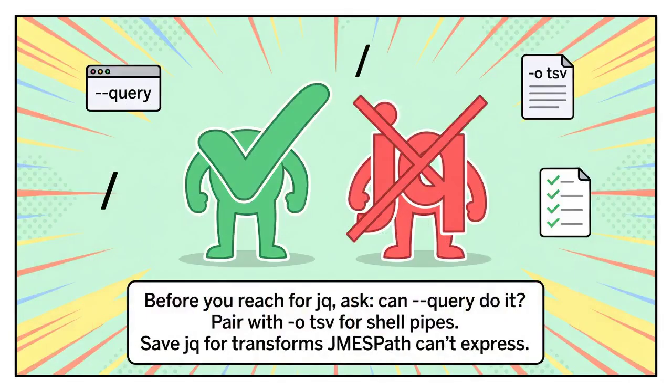The cheat rule is this: before you reach for jq, ask yourself whether query can do the job. Pair it with -o tsv for clean shell pipes, and save jq for the transforms JMESPath truly cannot express.